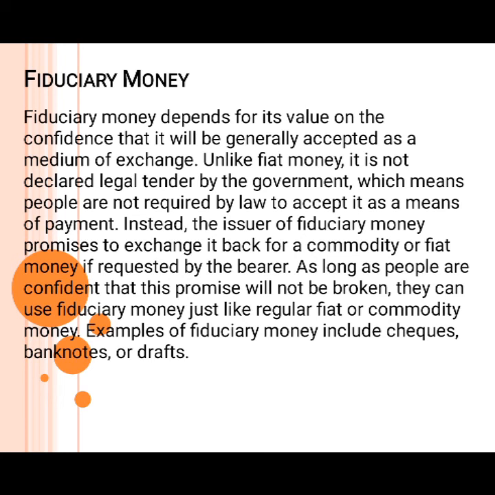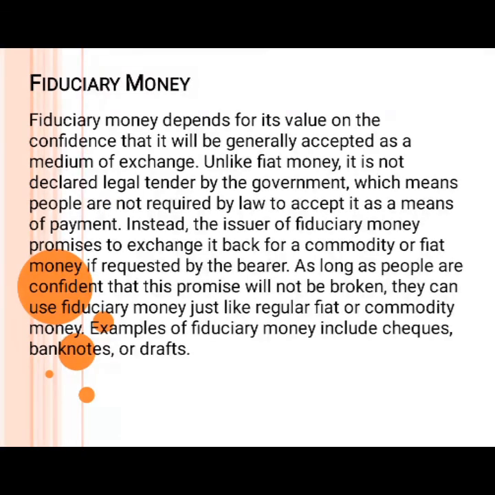Instead, the issuer of fiduciary money promises to exchange it back for a commodity or fiat money if requested by the bearer. As long as people are confident that this promise will not be broken, they can use fiduciary money just like regular fiat or commodity money. Examples of fiduciary money include checks, banknotes, or drafts. Fiduciary money depends for its value on the confidence that it will be generally accepted as a medium of exchange.